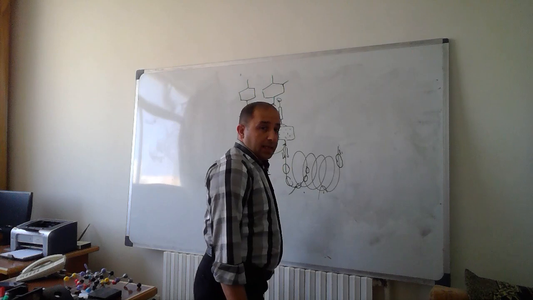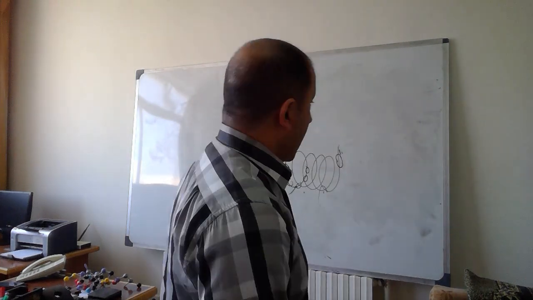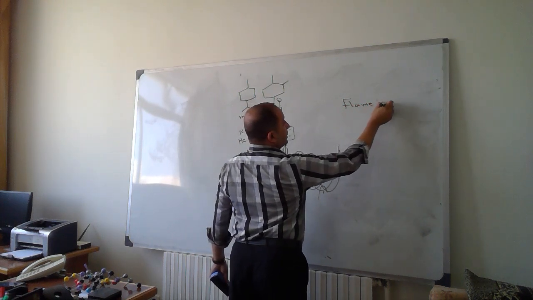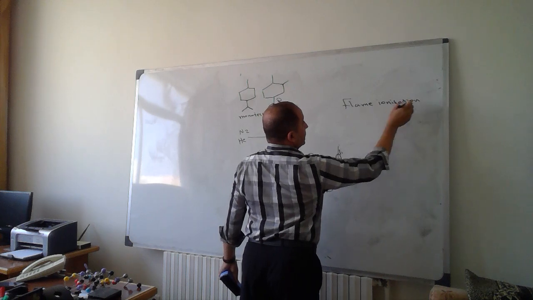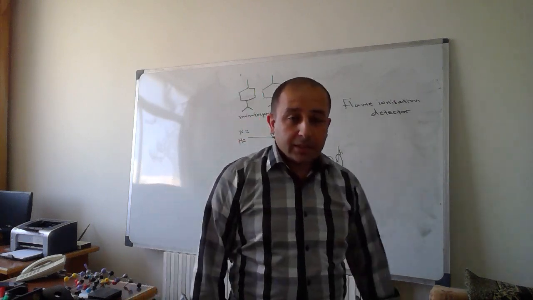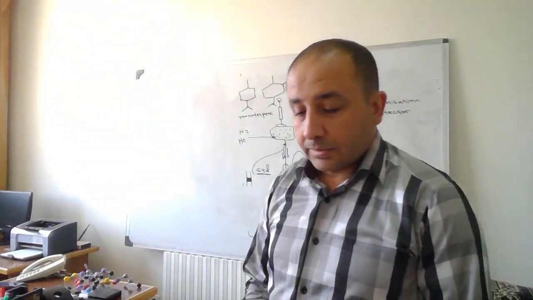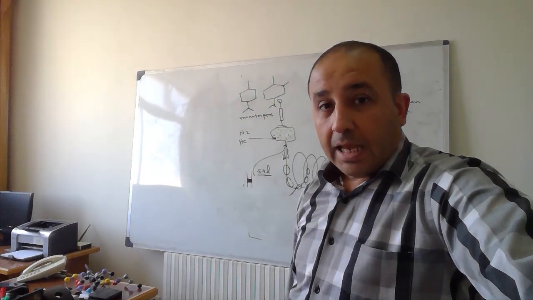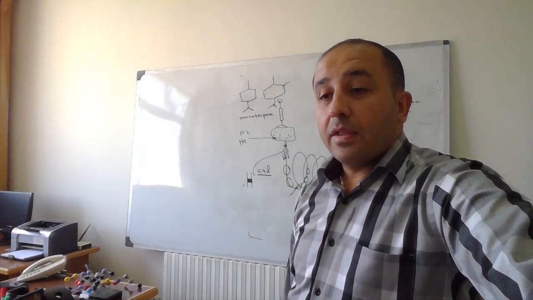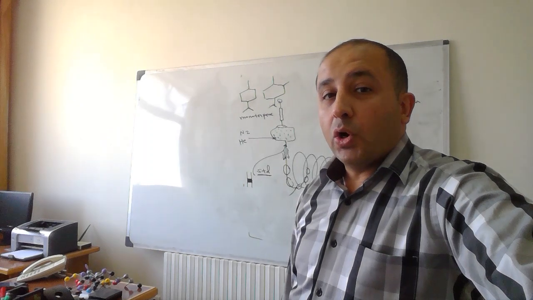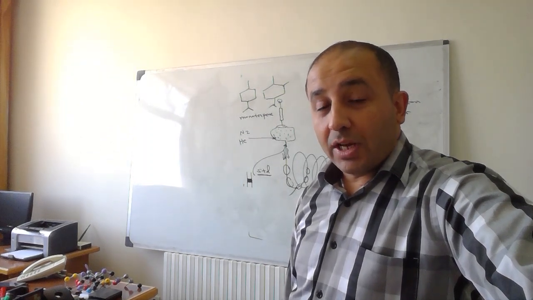Almost the cheapest and the most common one is FID, flame ionization detector. Any compound can be burned. It will give cationic, anionic, and neutral species. If we can measure the charge of these species, or if we can utilize these charges, we can detect the compound.